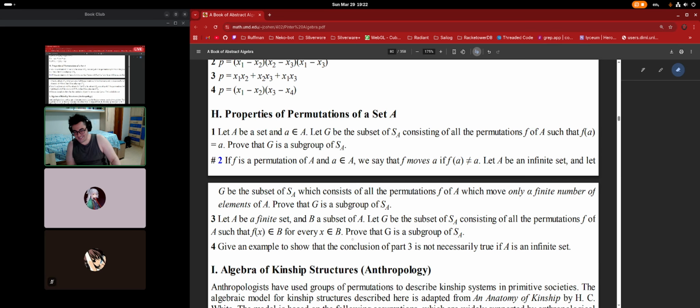There's no hashtag on this exercise though, so there's no solution for it. Dave, do you have anything in mind? I do not currently know.